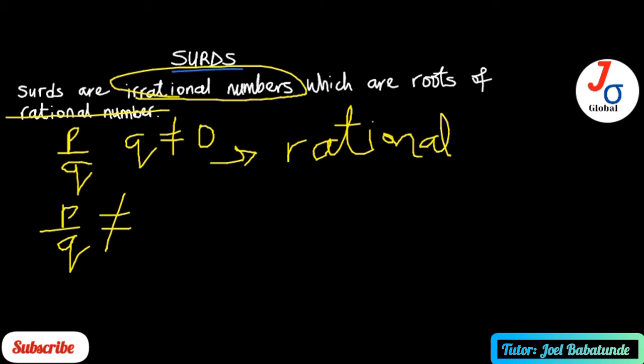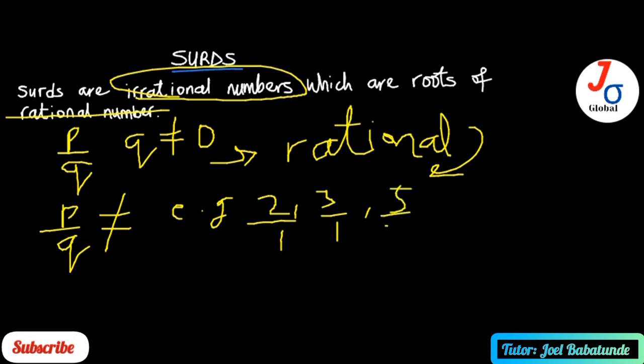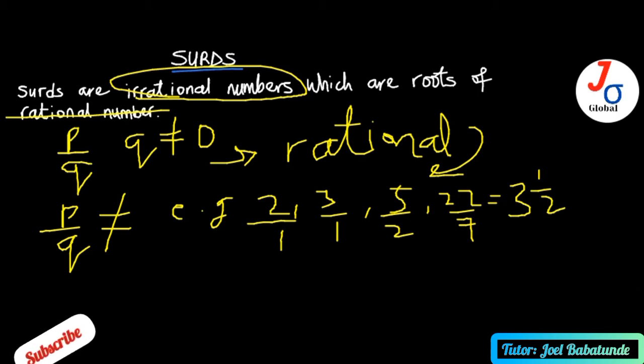Let's see examples of rational numbers. We have 2, we have 3, because this is 2 over 1, 3 over 1, and we have 5 over 2, 22 over 7, and so on. We have 1 over 2, then 3 over 2, and so on. So a rational number, you can represent as a fraction.